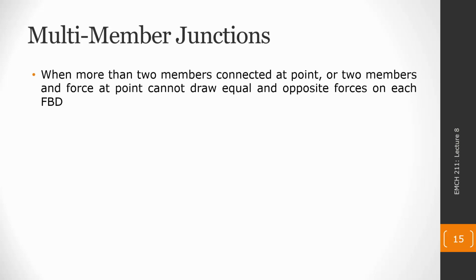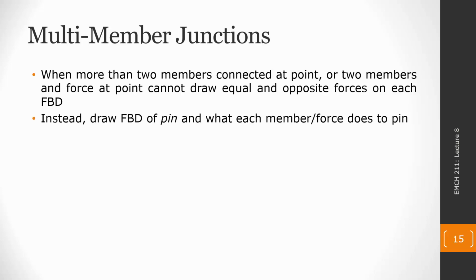We're not just going to be able to draw one member and then the member it's attached to and draw equal and opposite forces at that connection point. Really, this is a shortcut when we have exactly two members being connected together. In general, what we have to draw is the free body diagram of that pin connection, or however they're being connected together. And then on that pin diagram, we're going to be drawing what each of the members is doing to the pin. So if there are three members connected at one pin, in the diagram of the pin, we're going to have the horizontal and vertical components of each of those three forces acting on the pin.